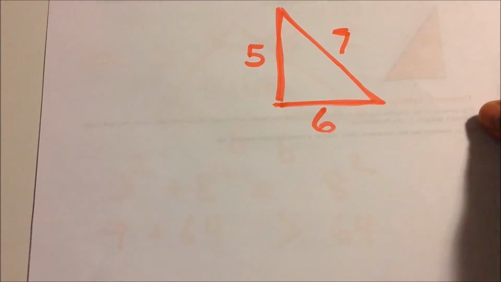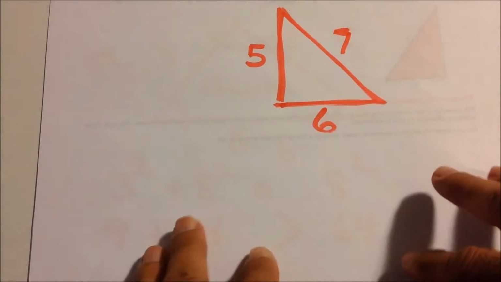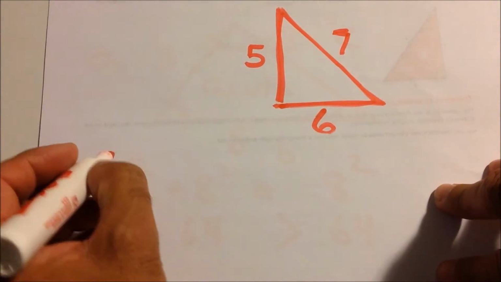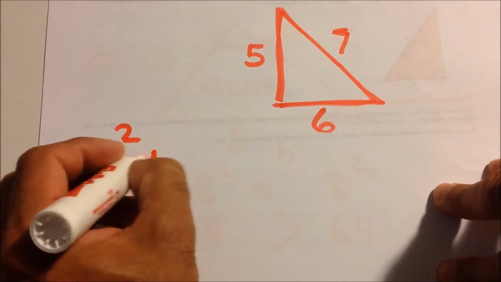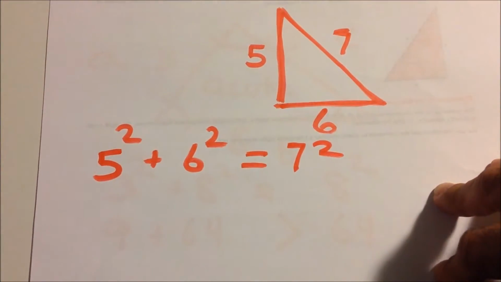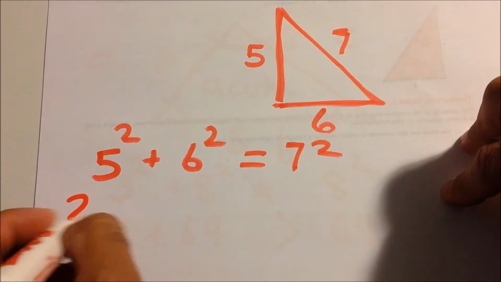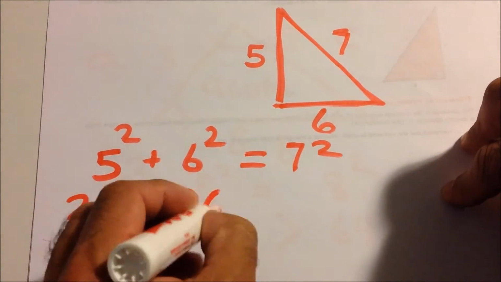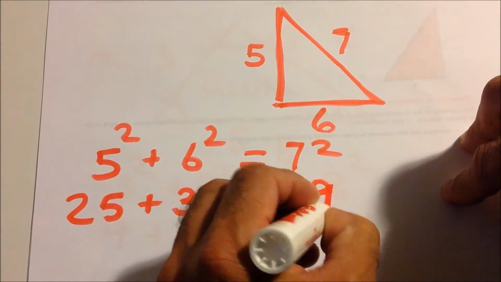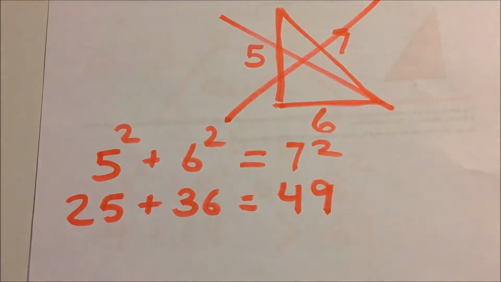So, is this a right triangle? Now, there is no right triangle box, but let's say that we had this on a test. So what would you do? 5 squared plus 6 squared, does it equal 7 squared? If it does not, then it's not a right triangle. So we have 25 plus 36. Does it equal 49? No, this is not a right triangle.